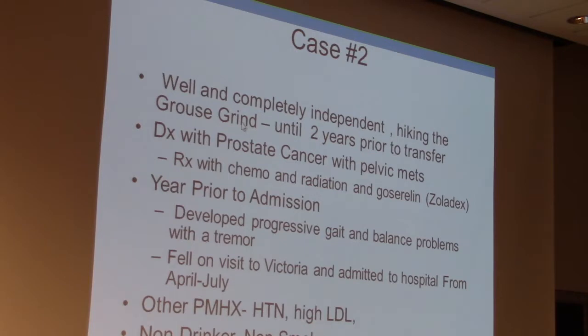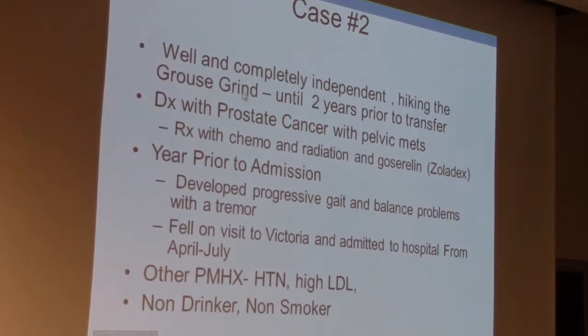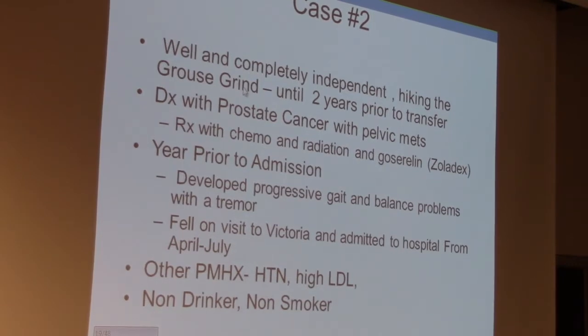And this fellow was well and completely independent, hiking the Grouse Grind until 2 years prior to his admission to the nursing home. He was diagnosed with prostate cancer with pelvic mets, and it was treated with chemotherapy, radiation, and Zoladex. And the year prior to admission, he developed this progressive gait problem and balance problem with a tremor. And he had some odd neurodegenerative disease with ataxia and extrapyramidal signs, cerebellar signs, and some peripheral neuropathy.